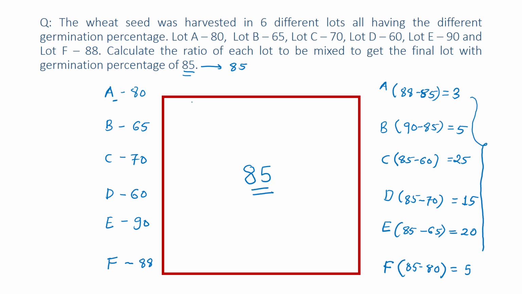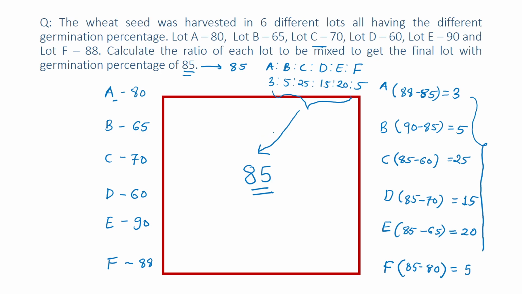germination. So how will we write our final answer? It will be in the ratio form. So A is to B is to C is to D is to E is to F. 3 is to 5 is to 25 is to 15 is to 20 is to 5. So in this ratio we have to mix the seed of these 6 lots in order to get the final seed lot with germination 85%.